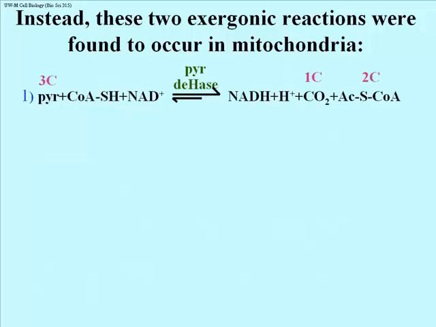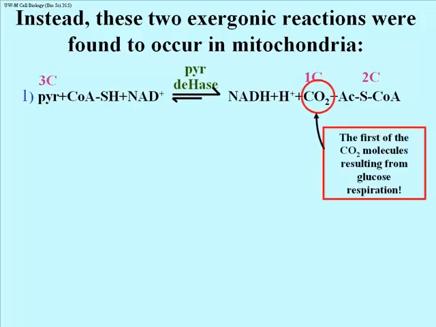As you can see, it's an exergonic reaction, and the electron carrier that grabs the electrons away from pyruvate is NAD+, and it becomes NADH. The other thing to point out here is that in this process, the first of the carbon dioxide molecules that are to result from glucose oxidation has now come off, and since there were 2 pyruvates per glucose, we would say that 2 of the carbon dioxide molecules have been accounted for in the overall combustion of a molecule of glucose.